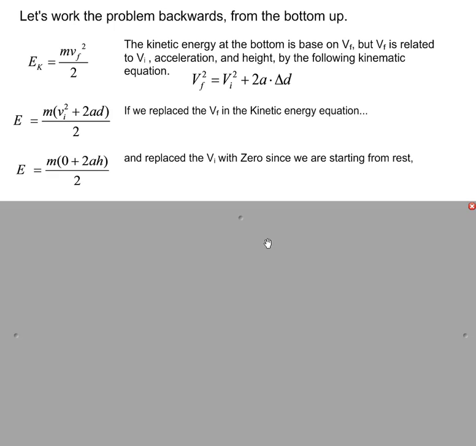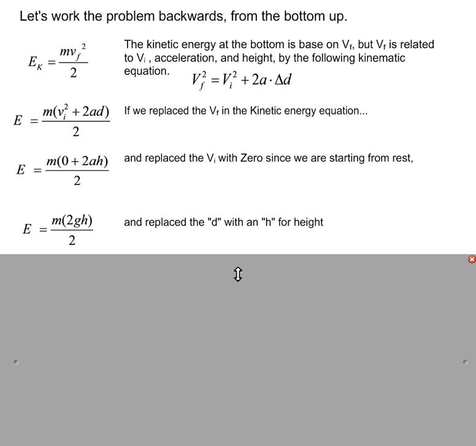Next, we're going to replace the initial velocity with 0, since when we're talking about dropping an object, it's starting from rest, so we'll put that as a 0. We'll rearrange our equation without that 0. Now we're going to replace a couple of things. The acceleration we know is acceleration due to gravity, so we'll replace acceleration with g.